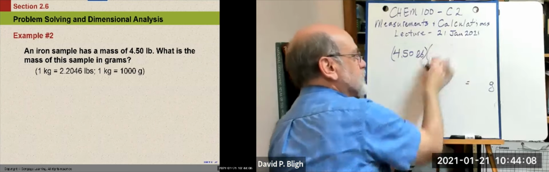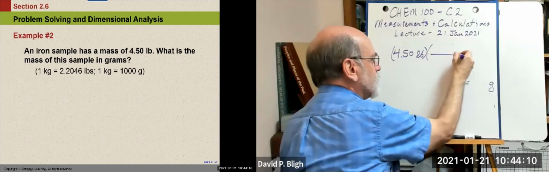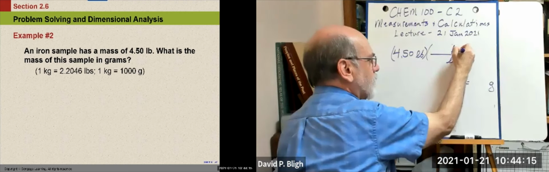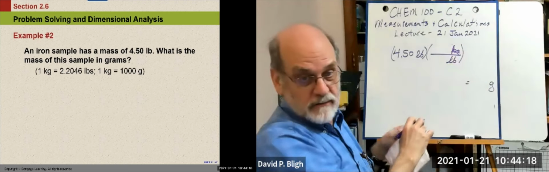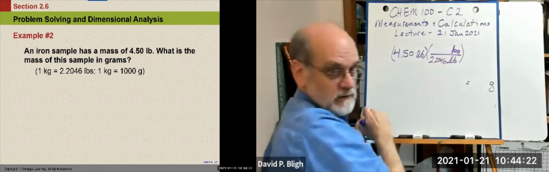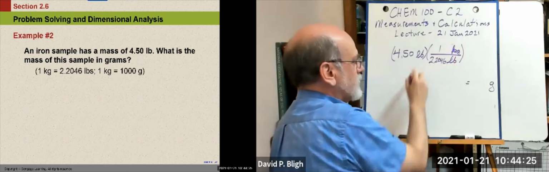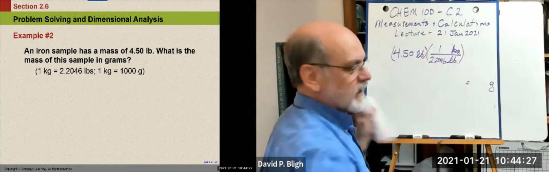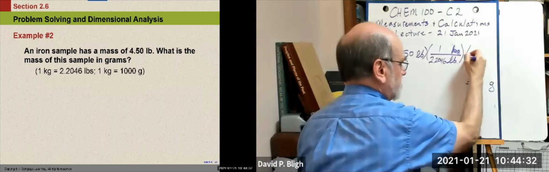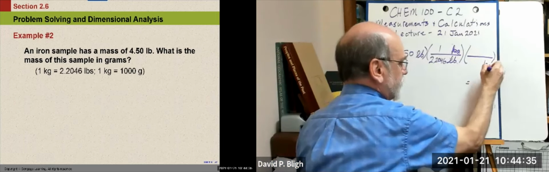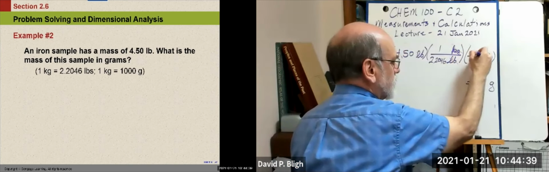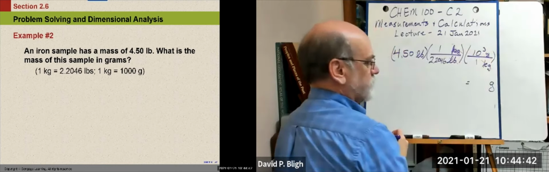So I substitute in here something that will get rid of pounds and leave me with a metric unit of measure. So 2.2046 pounds is 1 kilogram. So the pounds are gone, but we got kilograms. Now I want to convert kilograms to grams. All right, top, bottom, cancel. 1,000 grams is 1 kilogram.